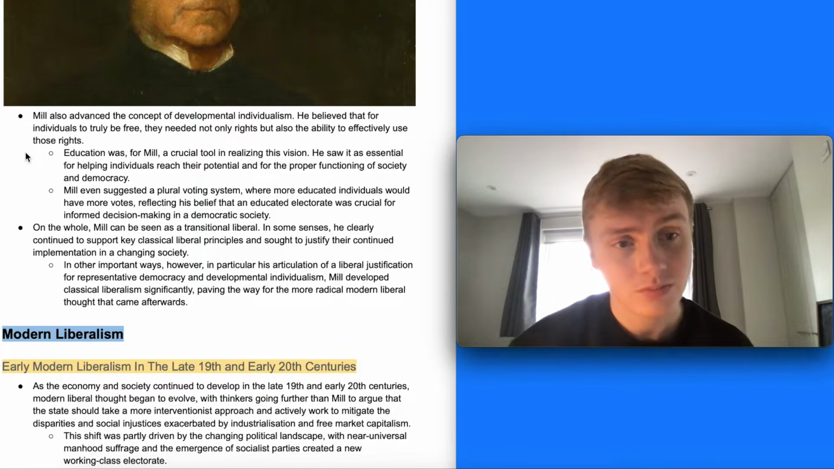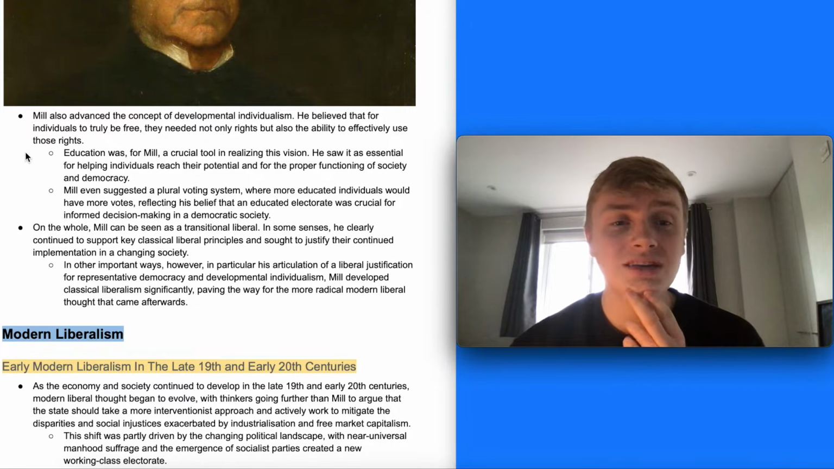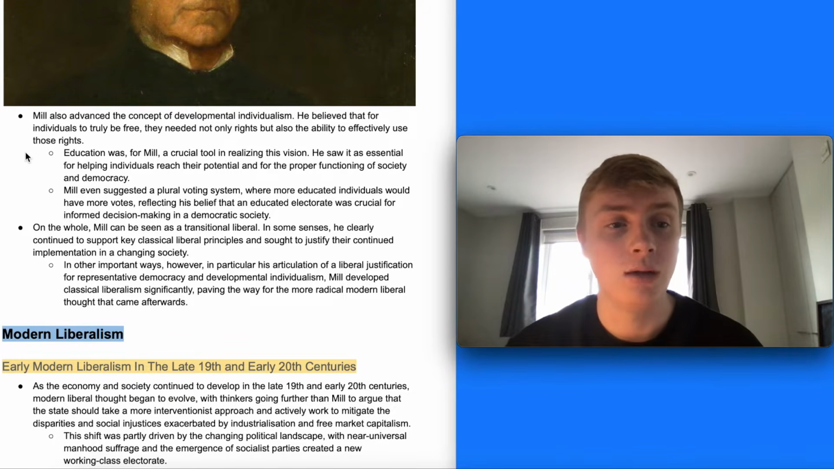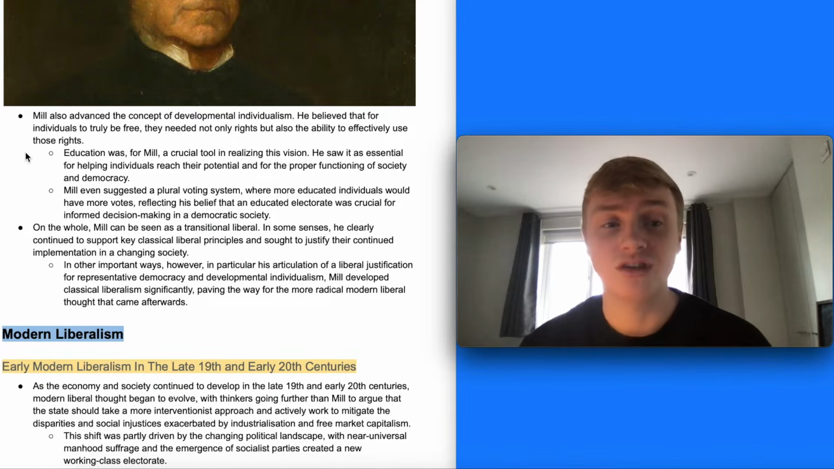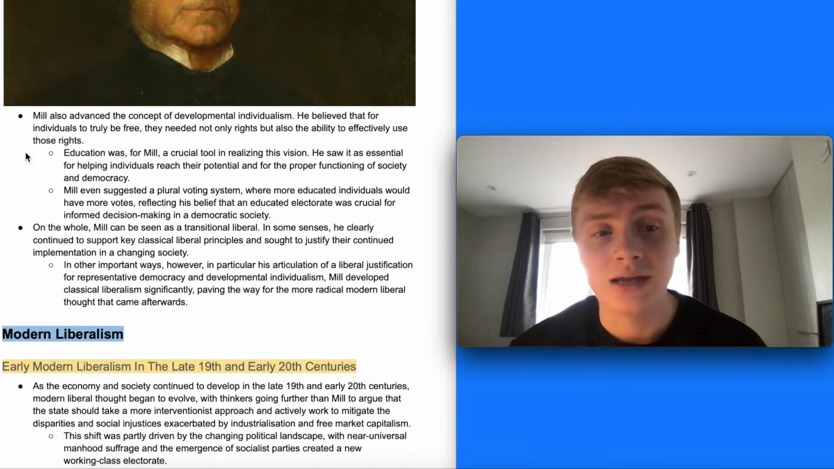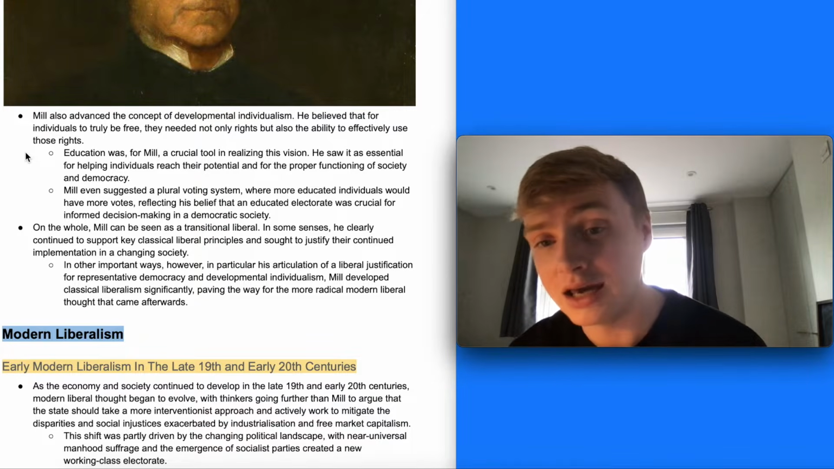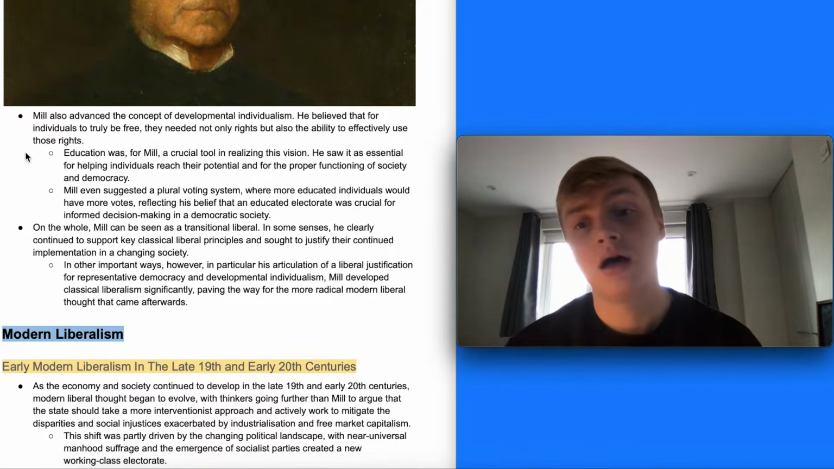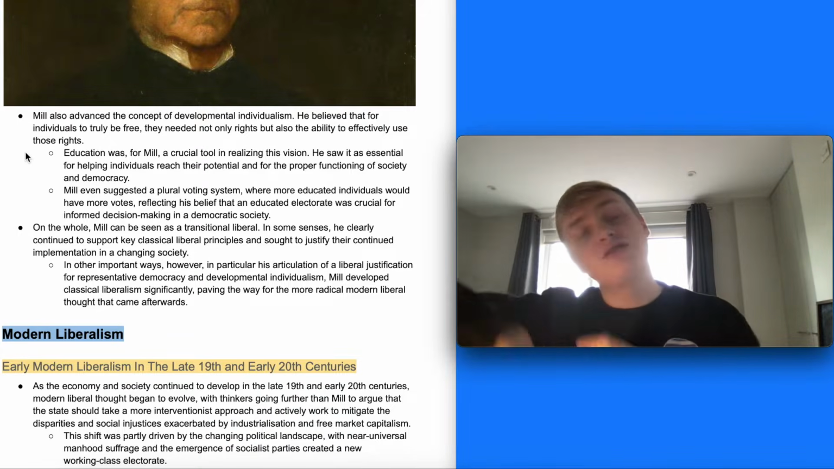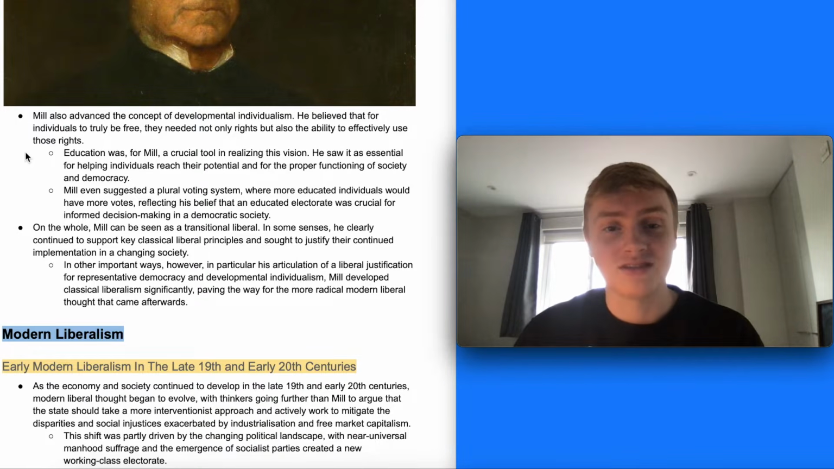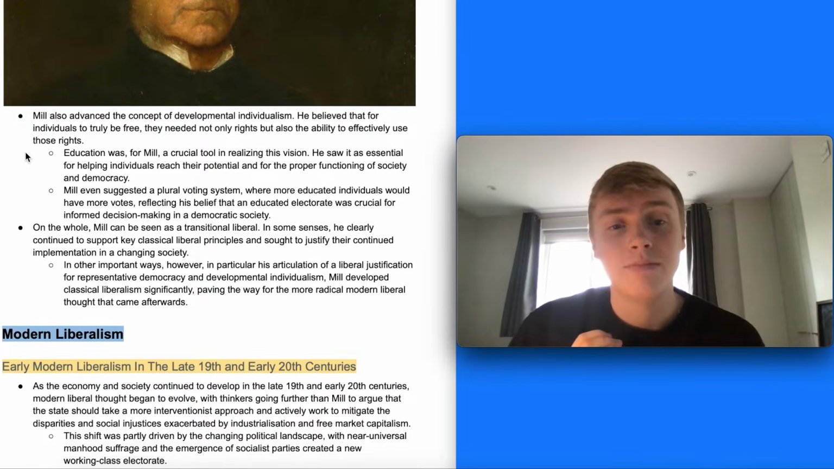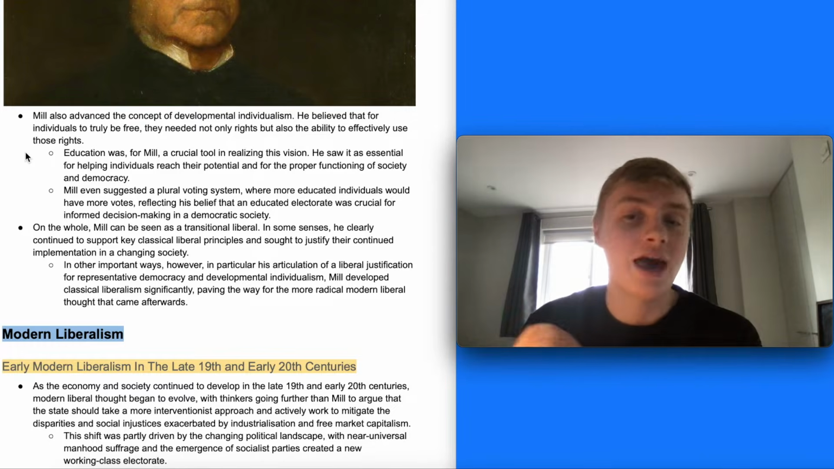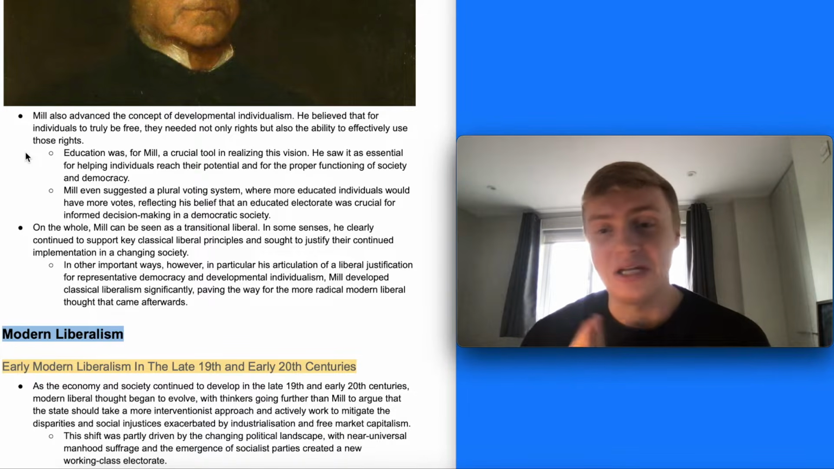And as I mentioned at the start, on the whole, he can be seen as a transitional liberal, as in some senses he clearly continued to support key classical liberal principles and justify their continued implementation in changes to society, and the harm principle is the key element of that. But in other ways, especially his liberal justification for representative democracy, the extent to which he developed the classical liberal view of individualism into developmental individualism, he developed classical liberalism significantly and paved the way for more radical modern liberal thought that came afterwards, even though he didn't necessarily completely articulate or agree with that himself.